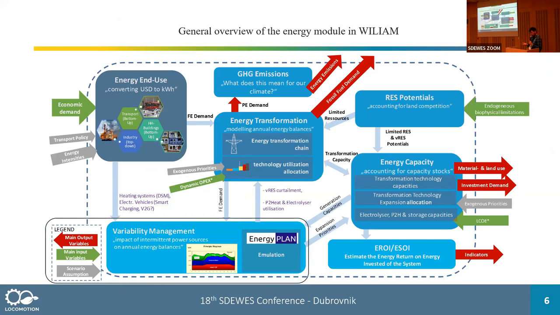Regarding the WILIAM model, which is the integrated assessment model of the LOCOMOTION project, I show now the scope of the energy system. We are placed here on the bottom left, connected with the energy demand module, mainly the energy transformation module, and also the capacity stock. In addition, there are more topics, for example, the calculation of the GHG emissions in the energy sector, and taking into account also the potential of renewables and the famous EROI indicator, the energy return on energy investment.